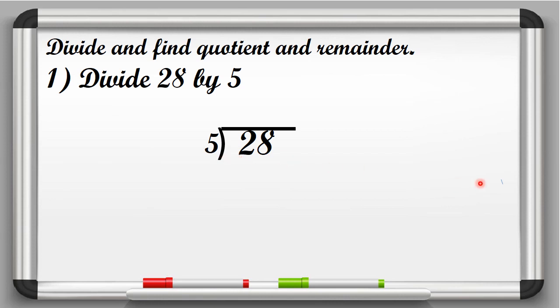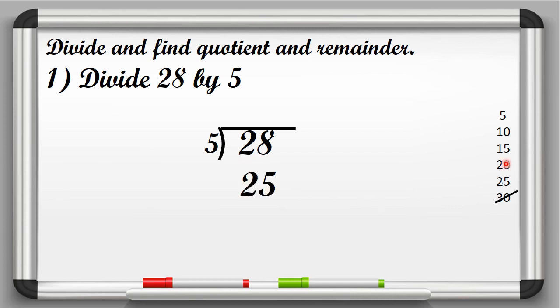So what we will do, we have to write table of 5 here till we get the greater number than 28. हम तब तक 5 की टेबल लिखेंगे जब तक 28 से बड़ा नंबर नहीं आ जाता. So let's start. 5 ones are 5, 5 twos are 10, 5 threes are 15, 5 fours are 20, 5 fives are 25, 5 sixes are 30. So 30 is the greater number than 28. So we will cut 30. Okay, and we have to write 25 below 28. So here we will write 25.